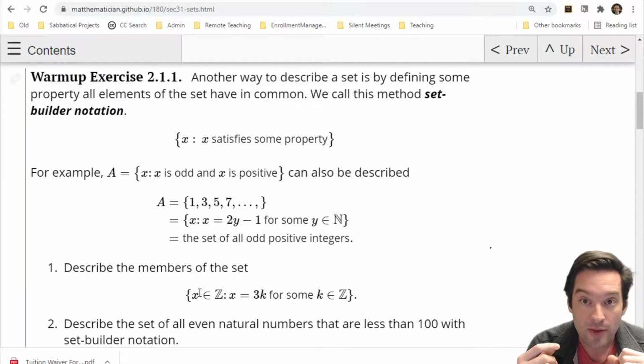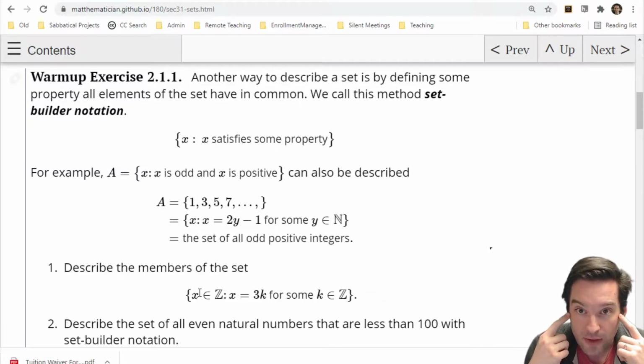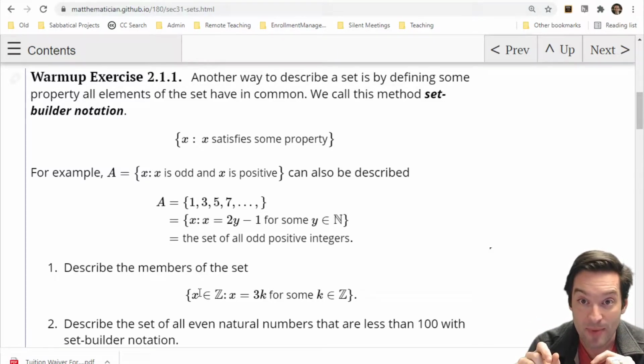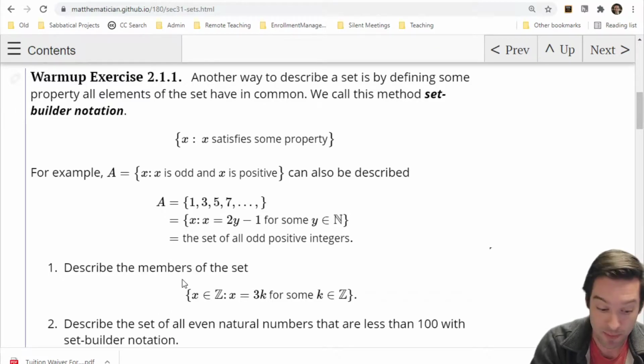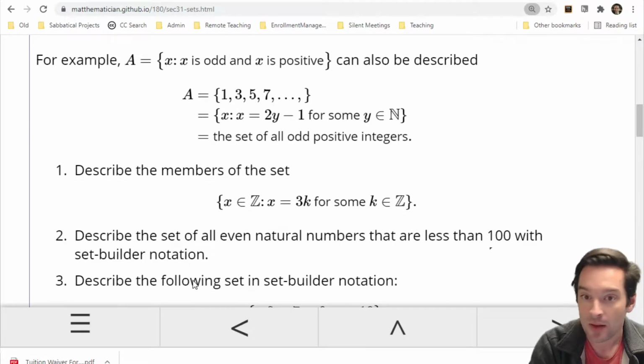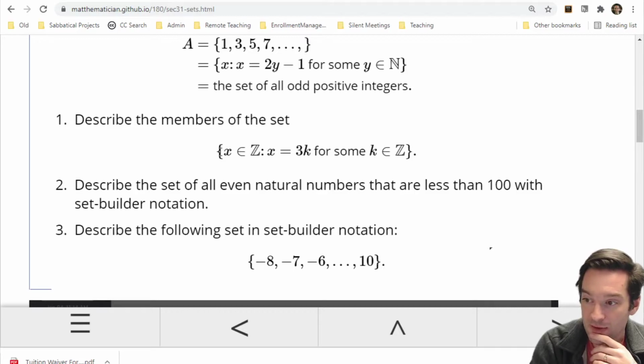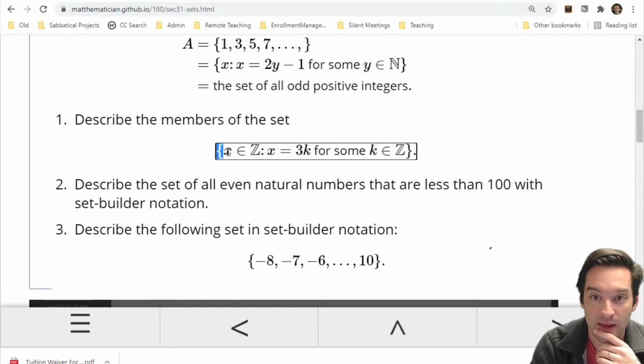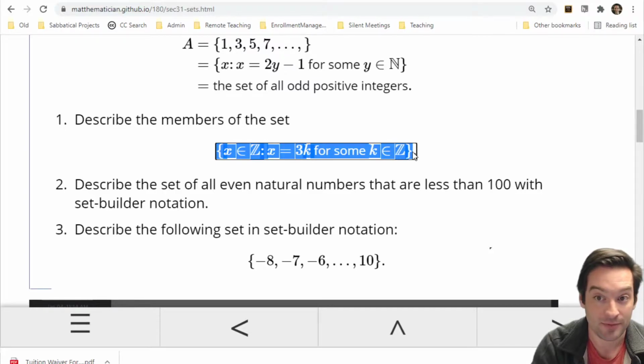And again, the way that you silently read to yourself a mathematical sentence has a powerful lever in making sure that you understand what it is that you're reading. So when I read set builder notation like this thing in number 1, I'm reading the set of all x's which belong to the set of integers, which is another way to say that's the set of all integers x, such that x is equal to 3 times k for some integer k.